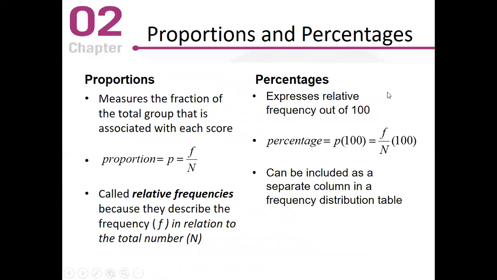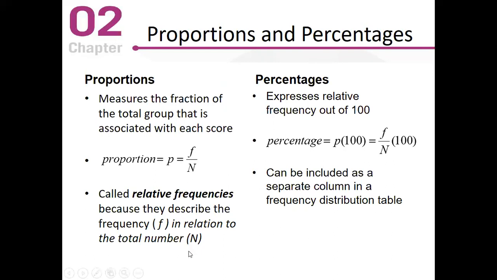Now, typically our frequency tables are going to include proportions and percentages because they can be easier to understand and they simplify the data. So what is a proportion? It's just a fraction of the total group that's associated with each score. Proportion is the number of people that scored that particular value over the total number of people in the study. So if I tell you that there were 10 people in the study and 5 of them scored above an 80%, we would have 5 over 10, 50% of the class scored over an 80%.